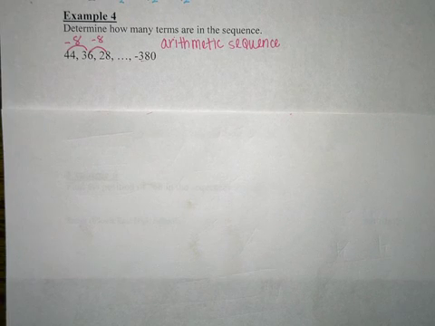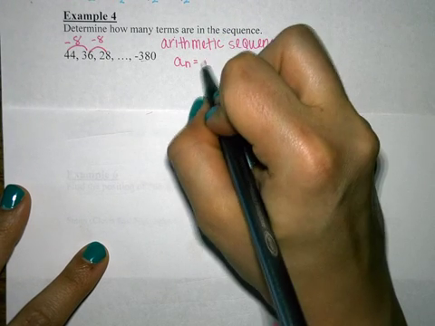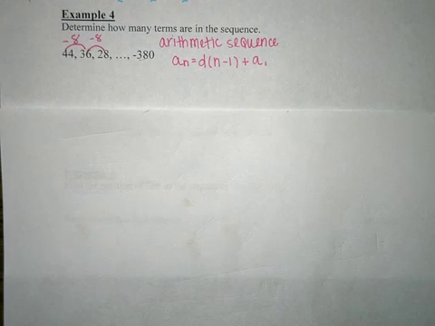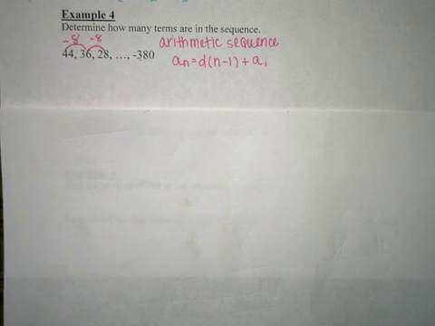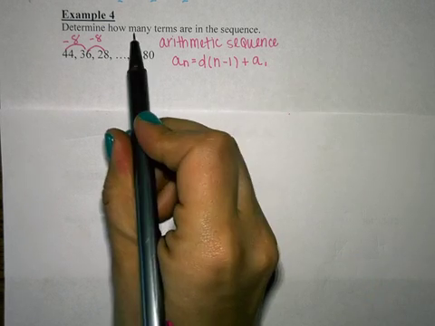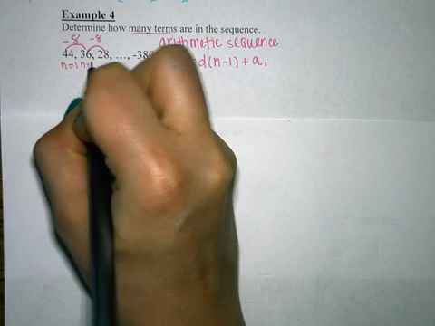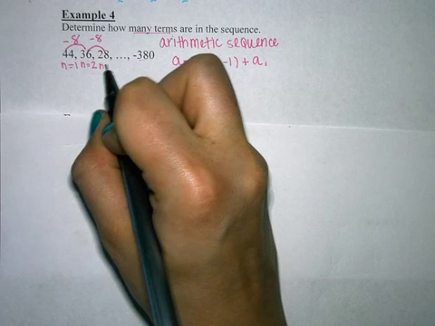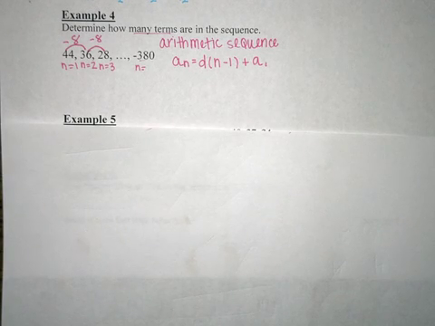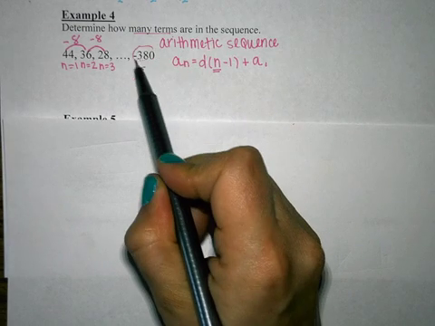So I'm going to need to use the arithmetic sequence formula, which is an equals d times n minus 1 plus a1. So let's try and figure out what it is we're trying to solve for, and then we can plug in everything we know. The question is, how many terms are in this sequence? So if 44 is n equals 1, 36 is when n equals 2, 28 is when n equals 3, we're trying to figure out what n equals when I get negative 380. So we're trying to solve for n here. What is n when my term is negative 380?